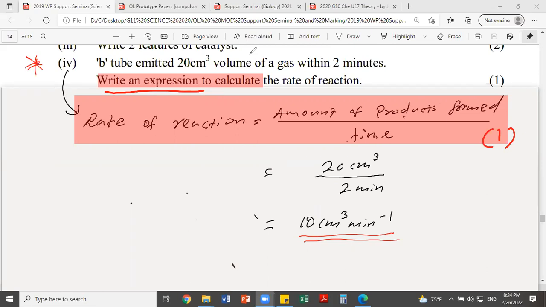Please raise the hand those who have written this expression at least. Right, good. Sometimes in terms of reactants also they can ask this. Okay, those who have done this at home, very good.